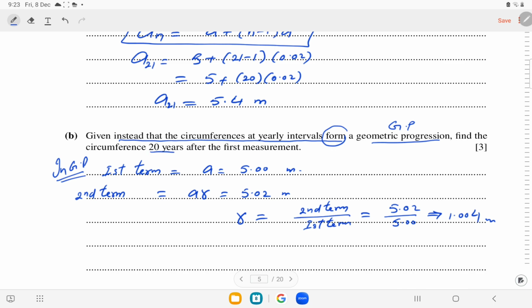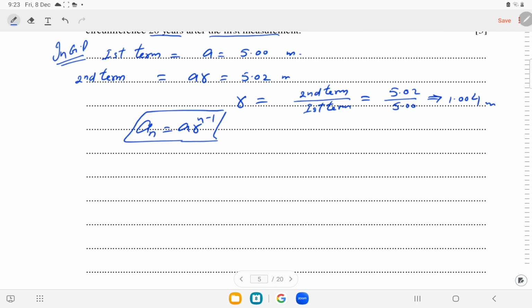Now the same thing after the first measurement, we need to get the circumference after 20 years. So we know that the nth term of GP is formulated like this. So just substitute the values to get the final answer. It's a simple question. So A21, because after 20 years we will be entering the 21st year. So 1.004 power 21 minus 1. So A21 is equal to 5 times 1.004 power, what comes, 20.